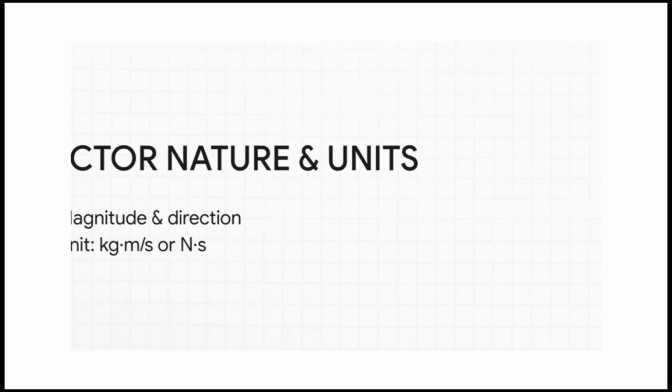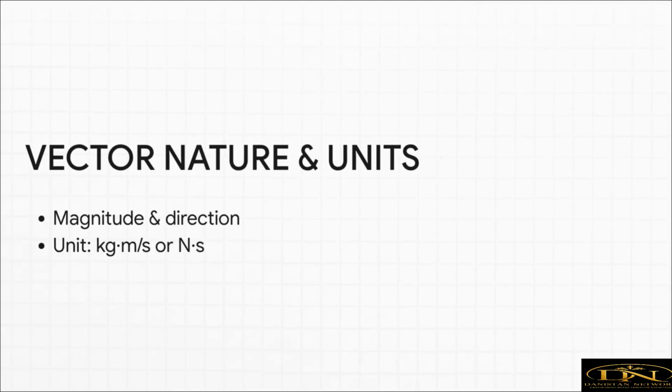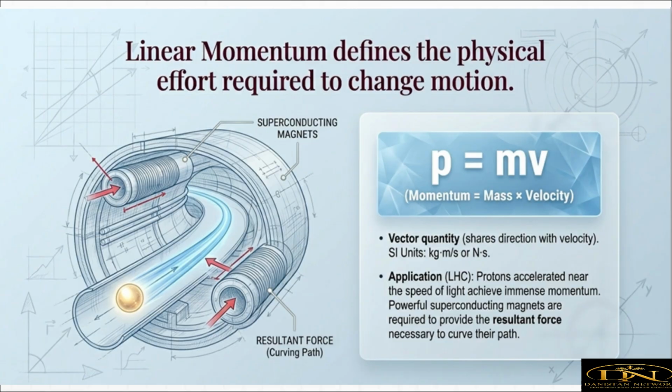Now, because velocity has a specific direction, momentum is intrinsically a vector quantity. Its magnitude and its direction are identical to that of the velocity. We measure this in kilogram meters per second, or when we're doing impulse calculations, the Newton second. Think back to our Large Hadron Collider hook. Because those subatomic particles are traveling at such mind-bending velocities, their momentum becomes absolutely immense. And that massive momentum dictates the exact powerful resultant force required to change their path.